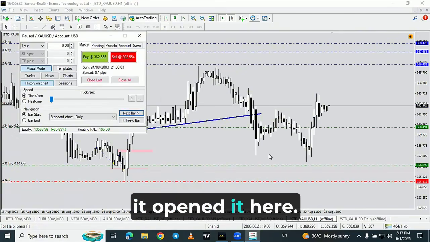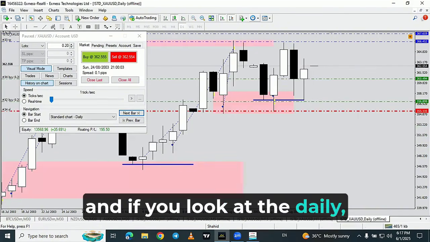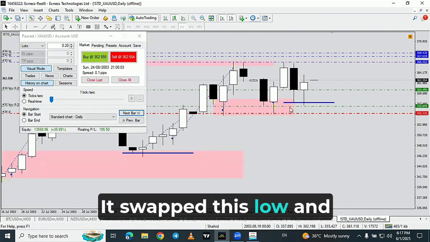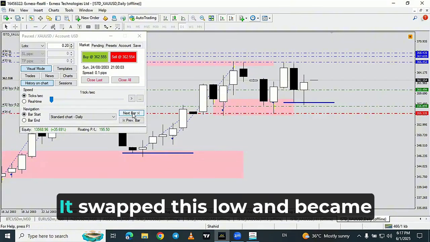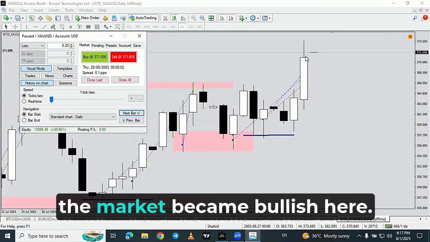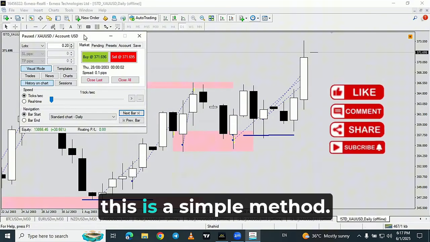Look, it opened it here. The market shifted again, and if you look at the daily, the market didn't have any same scenario here. It swapped this low and became bullish here. So look, the market became bullish here, our target here. All done. So all right, this is a simple method.